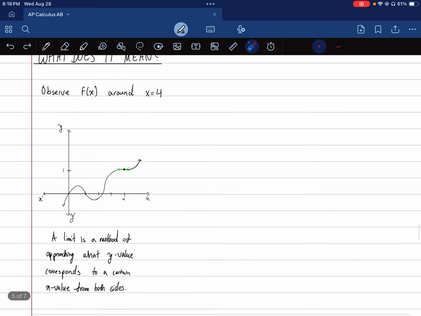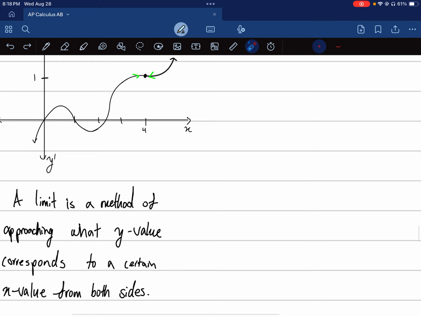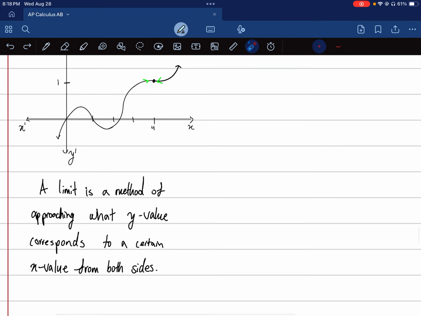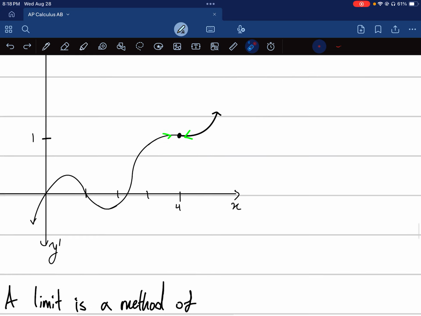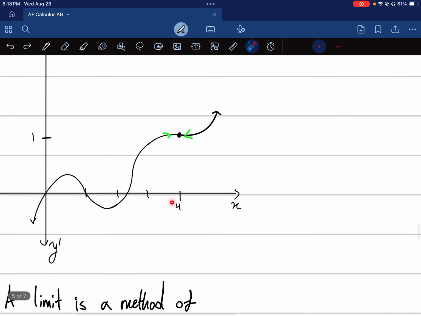So let's look at the following graph. Let's observe f of x around x equals 4. A limit is a method of approaching what y value corresponds to a certain x value from both sides. In this case, if I wanted to find the limit as x approaches 4 of this f of x here, we have to look at what happens as we follow the graph toward that point, but not quite at the point, from both sides actually.